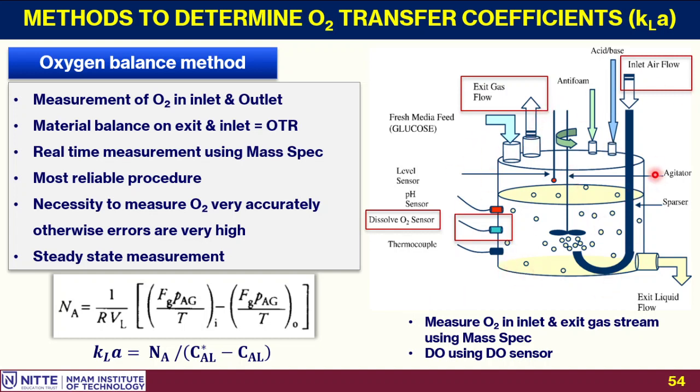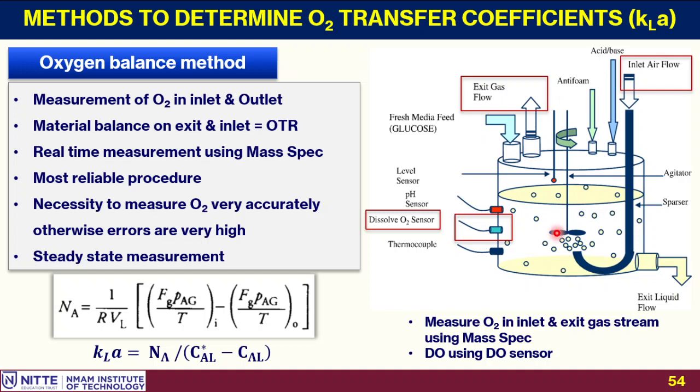You have a fermenter, let the fermentation reaction go on, and you supply the air. It's a realistic situation, and in fact, it's a more reliable method but difficult to perform. You require high level instrumentation for this. Errors are very small in this. So air will be flowing in, and it will exit. Meanwhile, oxygen will be transferred.